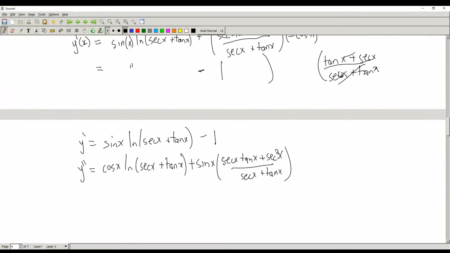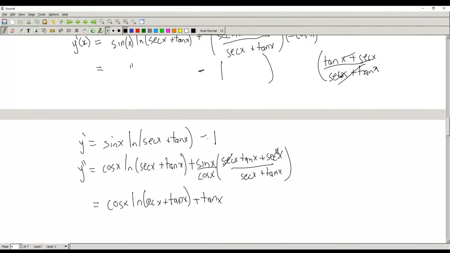Now, sine times sec is equal to tan. So once again, we can pull a sec out as a common factor. Sec is 1 over cos, so we can take that out. Once again, the inside of this becomes 1, and we are left with cos x ln of sec x plus tan x plus tan x. I'll go back to that in a moment.